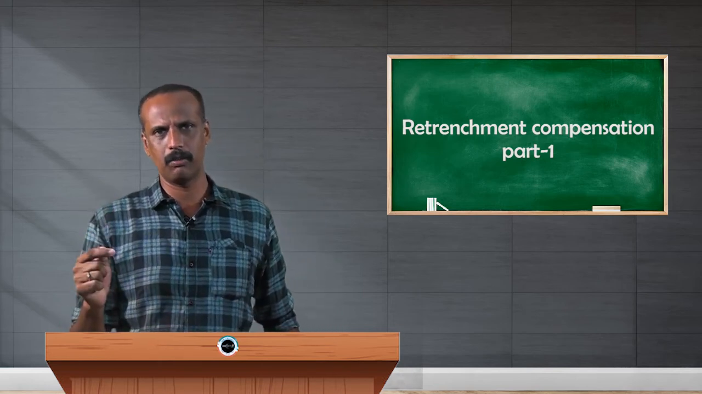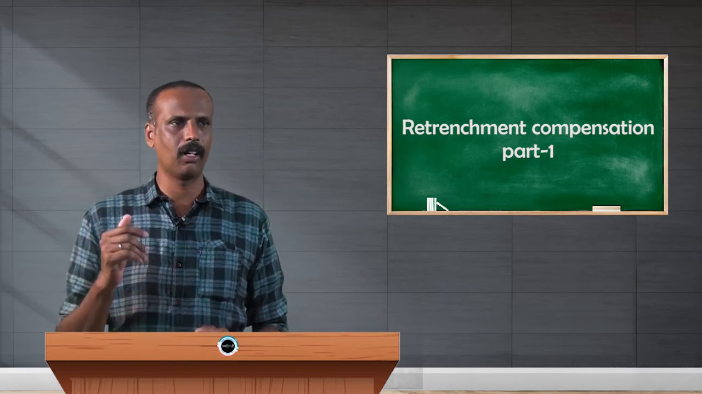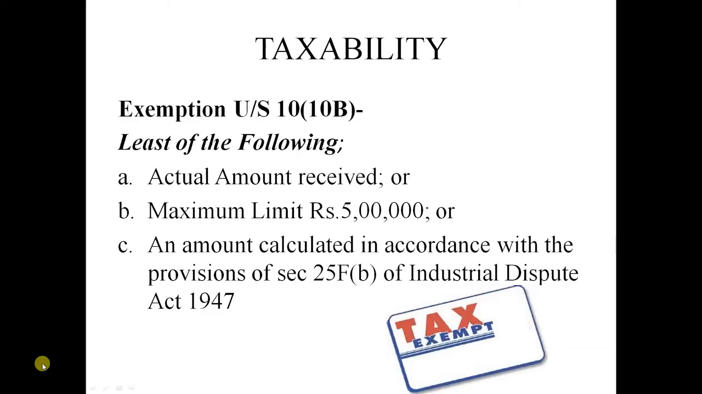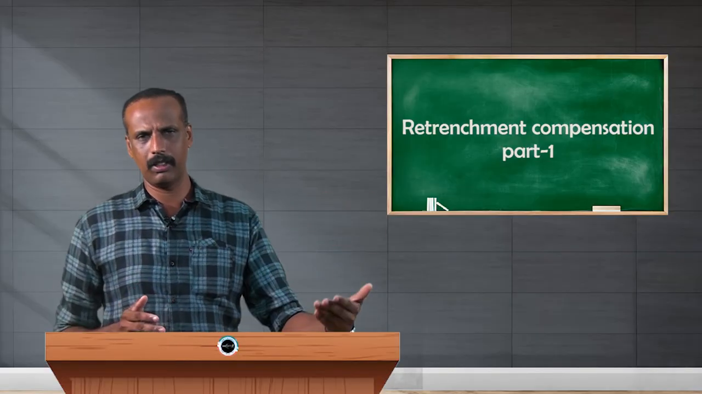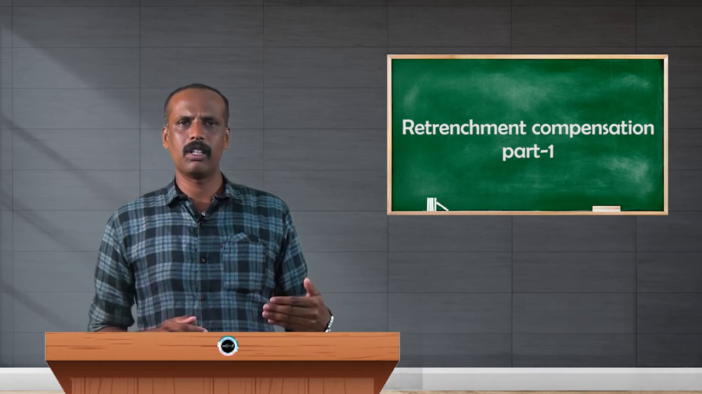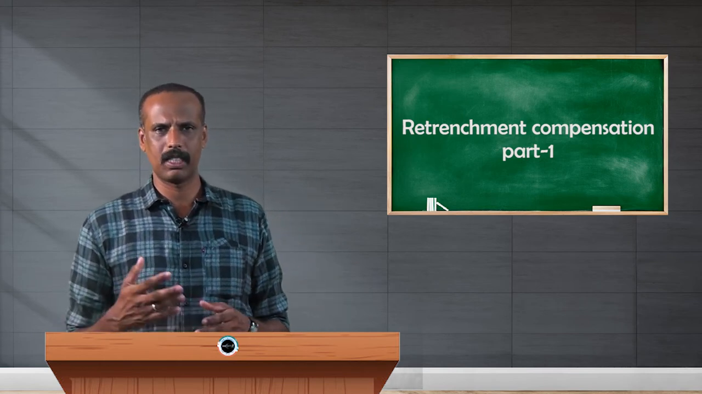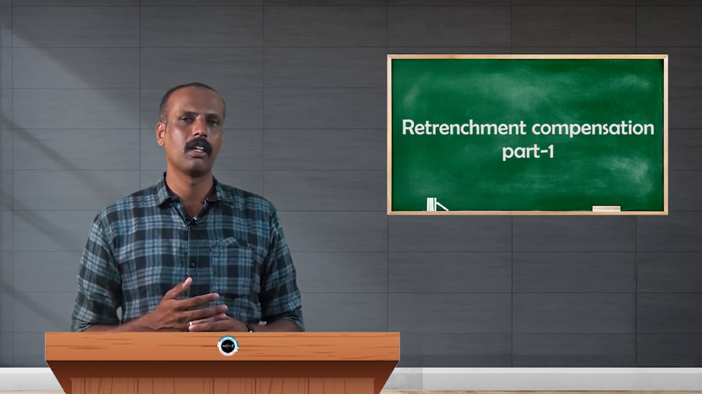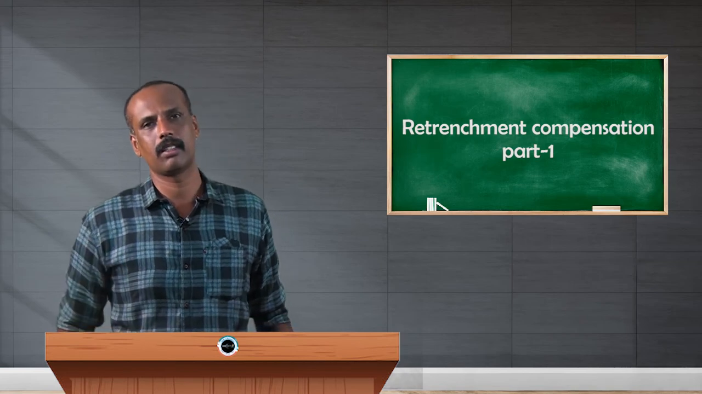The first one is the actual amount, the second one is the statutory limit, that is rupees 5 lakh, and the third one is an amount calculated in accordance with the provisions of section 25F, clause (b) of the Industrial Disputes Act 1947. The third one is most important, because the first one is the actual amount, which we have in the problem. The second one is the statutory limit, as we have per the Finance Act of the respective assessment year. And the third one is the amount prescribed by the Industrial Disputes Act 1947.